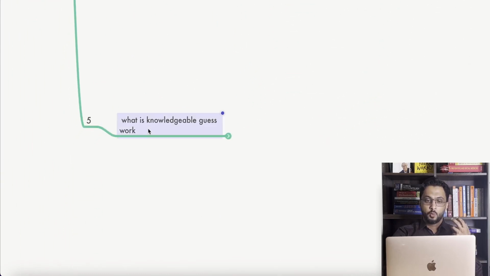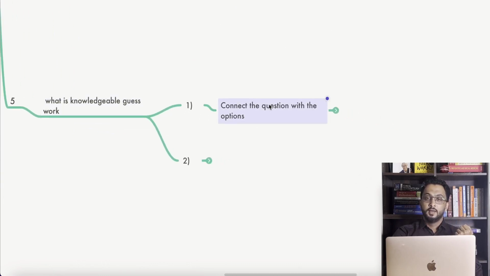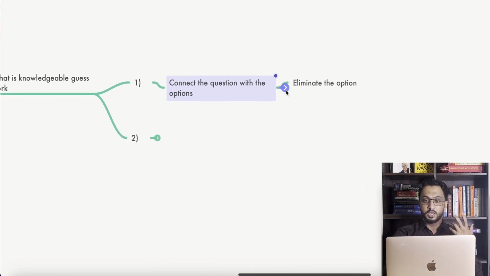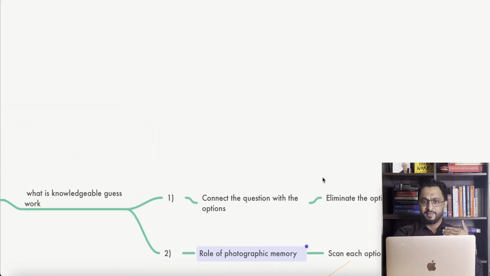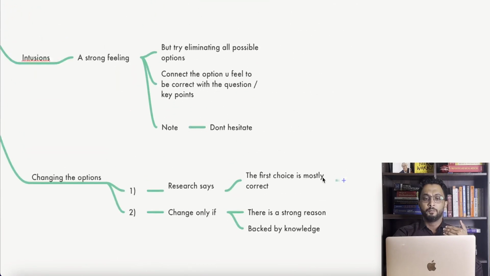Now another thing is, what is knowledgeable guesswork? Basically, as I've said many times, connect the question with the options, and the options with the question or key points. Eliminate whatever is possibly eliminable. Then go back, do retrograde analysis and use photographic memory. Scan each option, and you can eliminate more. That is what you call knowledgeable guessing. There is nothing other than that, except intuition. When intuition comes, that is going to come into play.